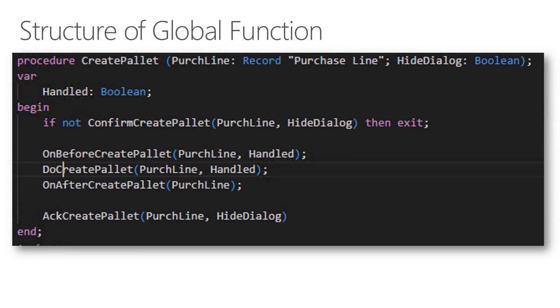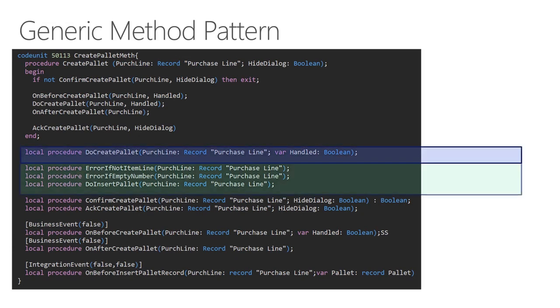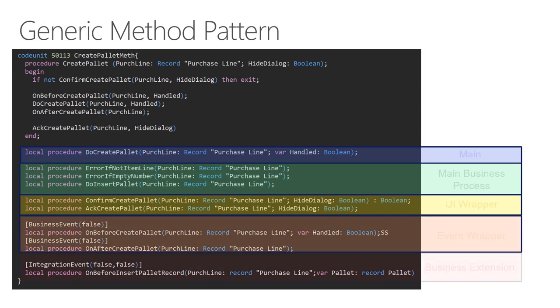This is an example of what the structure of the global function looks like in Visual Studio Code AL. And here you see the complete structure of a method code unit exemplified in Visual Studio Code AL, containing all of its building blocks.